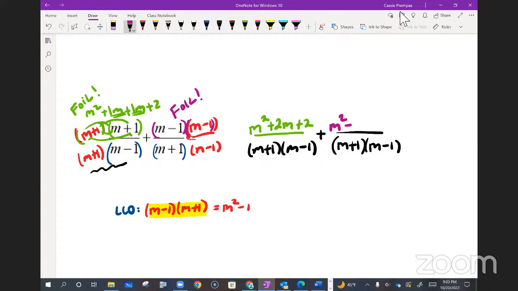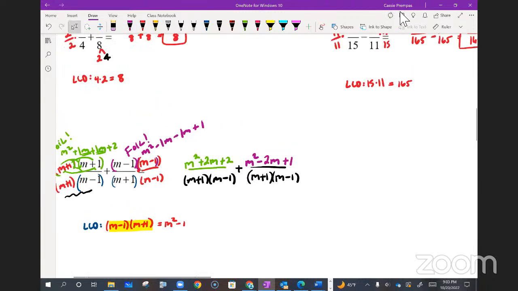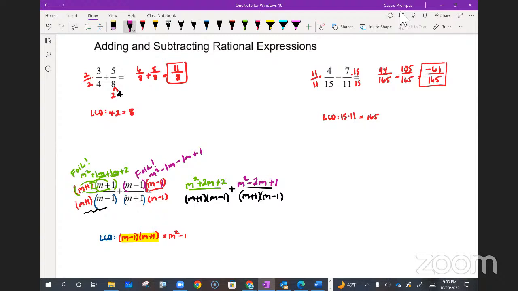All right, it created m squared minus 2m plus 1. Hopefully your partner was like, oh, I would get m squared minus 1m minus 1m plus 1, and that's what that simplified to be. Now that I have the same denominators, I'm going to combine the numerators, just like we did up here. Up here, we combined 6 and 5 and left it over 8. So here, we're going to combine all those numerator pieces and leave it over m plus 1, m minus 1.